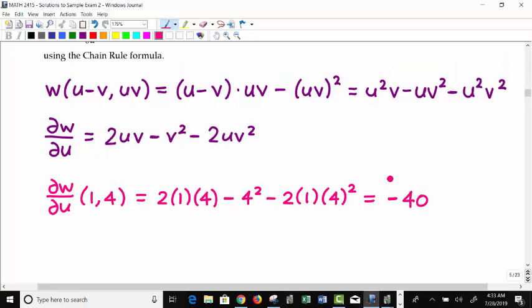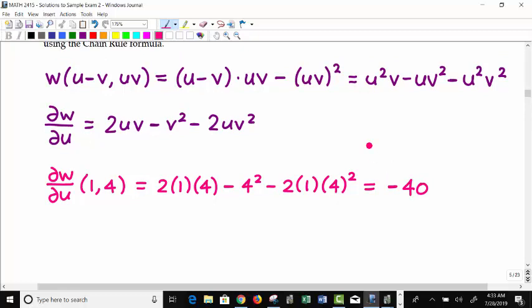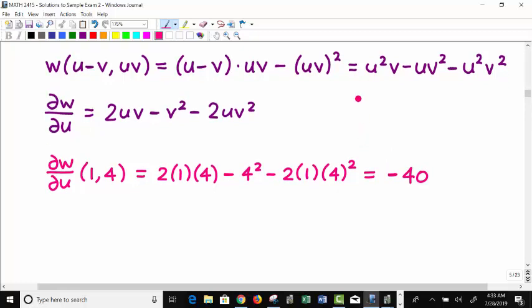But anyway, let me just say this verbally. The derivative of this function, the partial with respect to v, would be 1, so it'd be u squared, and then minus 2uv, because the derivative of v squared would be 2v, and then the u makes it 2uv. And then the derivative of v squared would be 2v again, so it'd be minus 2u squared v for the last term. Okay, just thought I'd mention that.